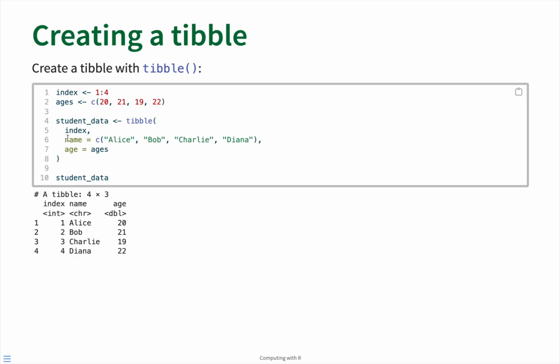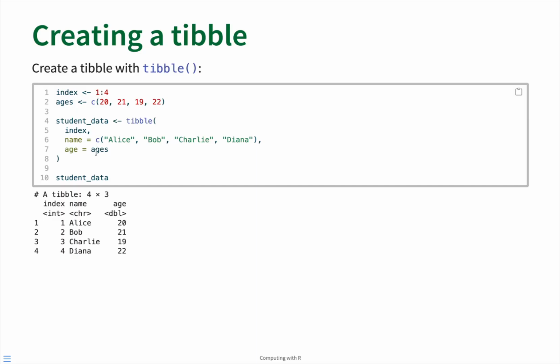We can also, as in this second column here on line 6, create the vector within the argument, like we're doing with this C function here to create a vector of 4 names. And we can say name equals that vector to specify what we want the column name to be. Right? So this second column is those 4 names, and the name is the value that was on the left-hand side of the equals sign.